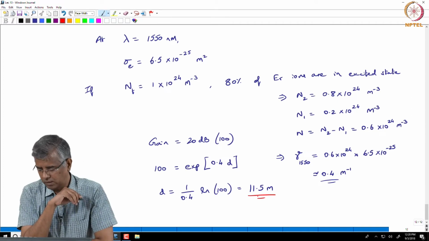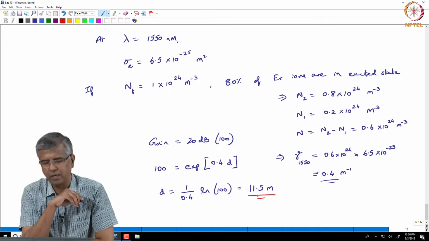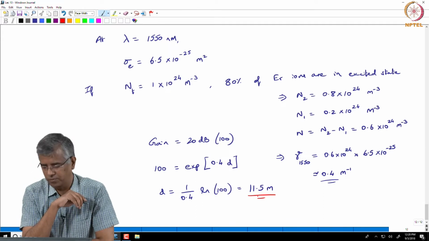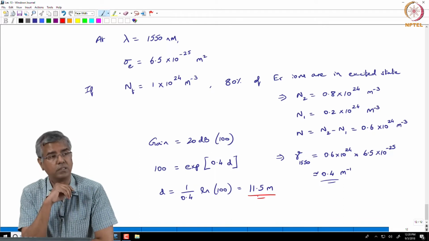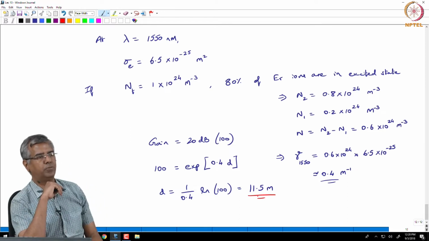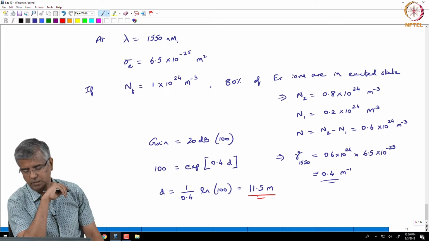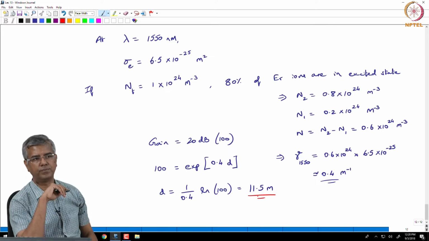So, for this case we need an erbium doped silica fiber of length 11.5 meters, okay, to achieve a gain of 20 dB. You understand this?